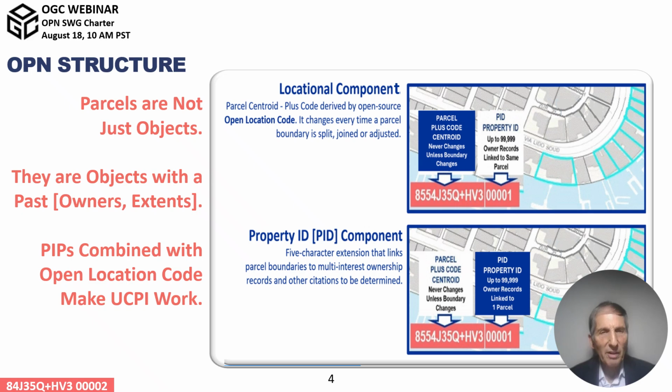Now on to how it works. The OPN structure is composed of two components. The locational component is Open Location Code Derived plus Code Parcel Centroid that changes every time a parcel boundary is split, joined, or adjusted. The second component is a property ID, a 5-character extension that links parcel boundaries to multiple interest ownership records. Parcels are not just objects, they're objects with past owners, past extents. PIPs combined with open location code makes UCPI work.